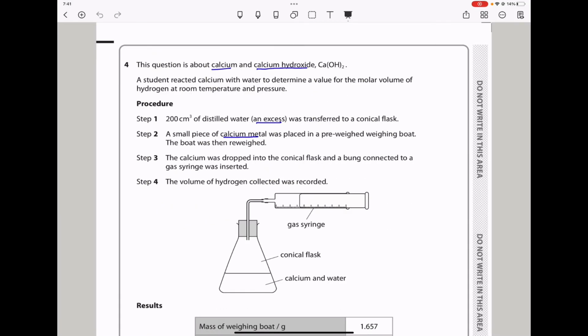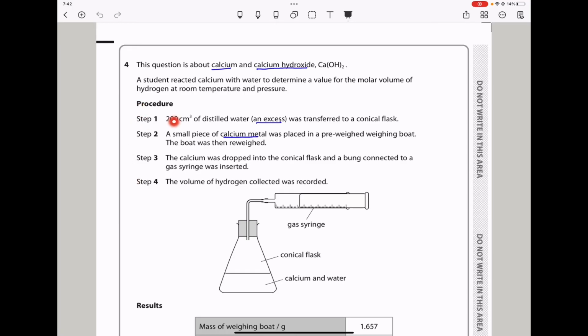In question 4, they say this question is about calcium and calcium hydroxide. A student reacted calcium with water to determine a value for the molar volume of hydrogen at room temperature and pressure. And the procedure was in 4 steps.